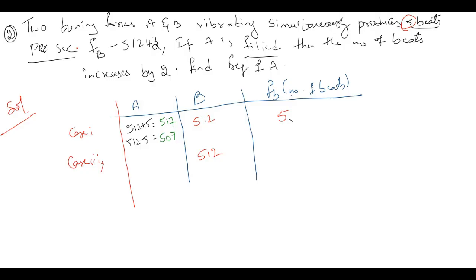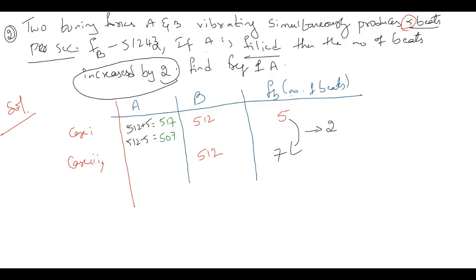Now, what happened to the beat frequency here? Increased by 2. Means 5 will become 7. Increases by 2, means 5 plus 2. Okay, now what is the difference here? Difference is 2.